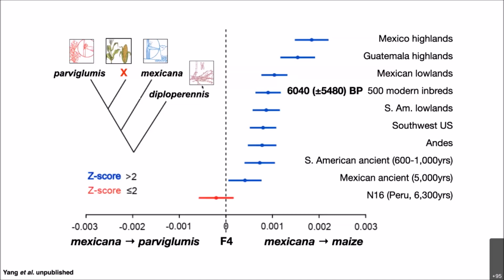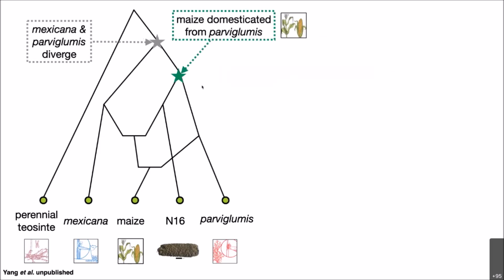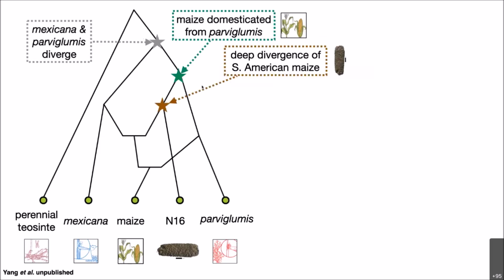We can use these F4 statistics, instead of just asking the consistency of the tree, to build an admixture graph, a simplified version of what we think maize origin may have looked like. And we get a graph that looks sort of like this, where Mexicana and Parviglumis diverged some time ago in the past. Then maize was domesticated initially from Parviglumis, with a fairly deep divergence of South American maize, and that's consistent with work from Logan Kistler and a bunch of others, and the archaeological data showing that maize made it to South America quite a long time ago and very quickly after domestication.